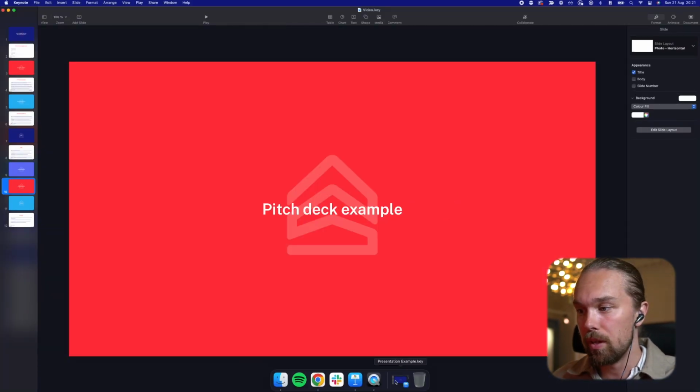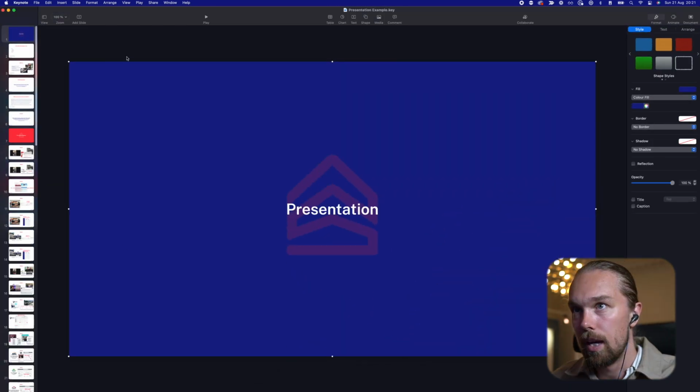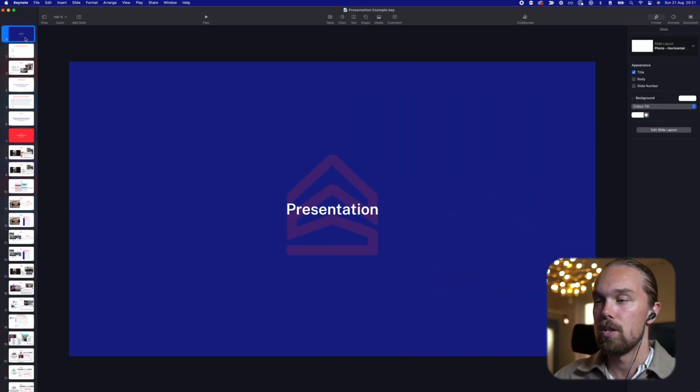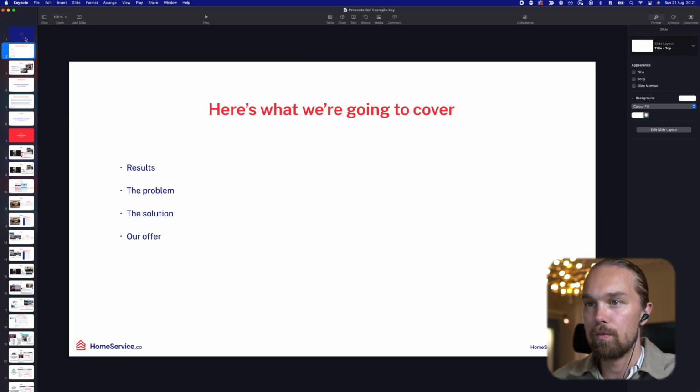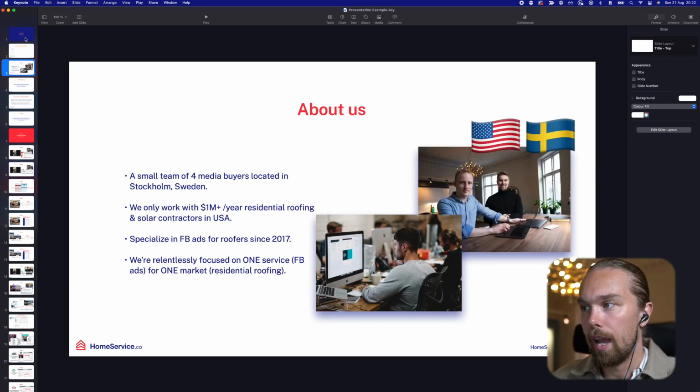So let me now show you how we've created this for our own agency. So here is a live example. So again, it looks very similar, right? We tell them that we're going to do a presentation. We tell them here's what we're going to cover: results, the problem, the solution, the offer. Then we go through kind of about us and who we are. We're a small team of 4 media buyers located here in Stockholm, Sweden.